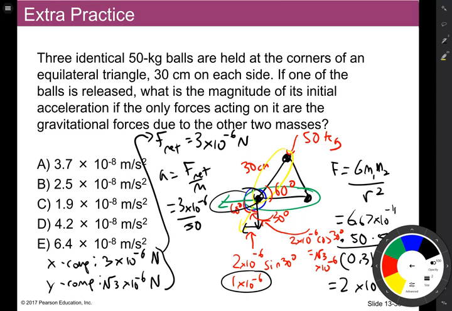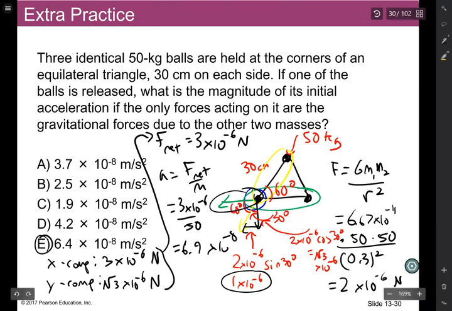And, oh, and I get an answer that's not on there. Oh, of course. I get 6.9 times 10 to the negative 8th. So I may have made a math error. I think it's, oops, I think it's E based on that. We'll see. You guys should check my math because I was trying to do this a little bit hurriedly. So we'll see if that ends up being it.